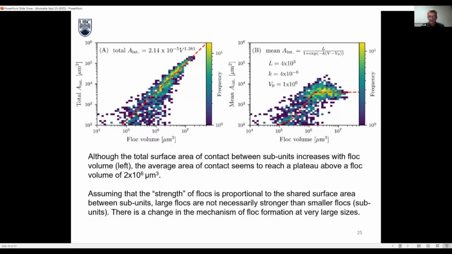So again, assuming that the strength of flocks is proportional to that shared area between subunits, and because there is a change in the mechanism of formation, growth versus attachment, these very large flocks are not necessarily stronger or more resistant to filtration than smaller subunits.